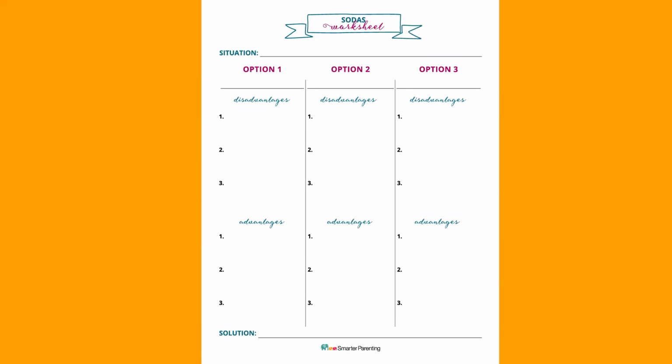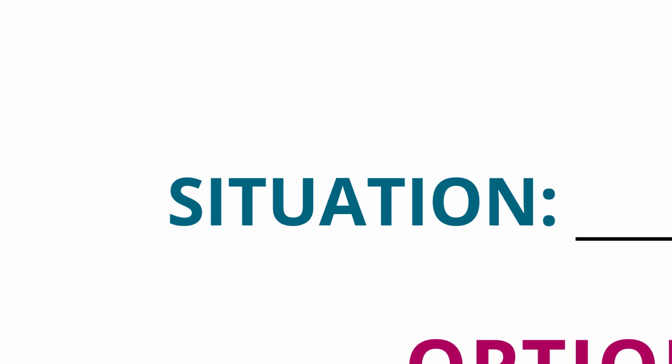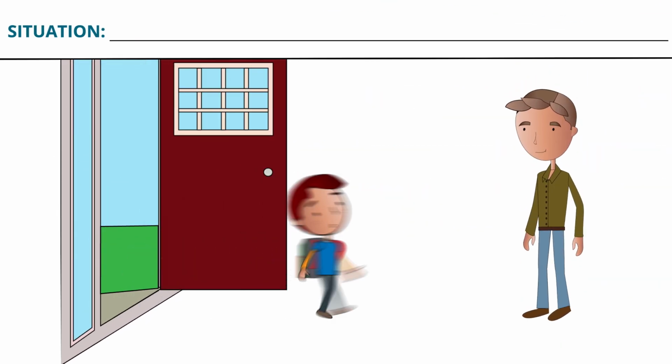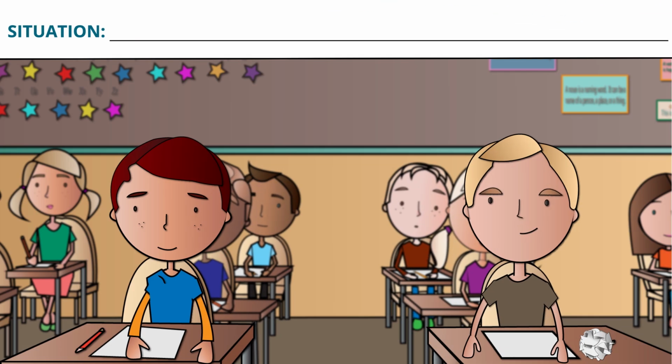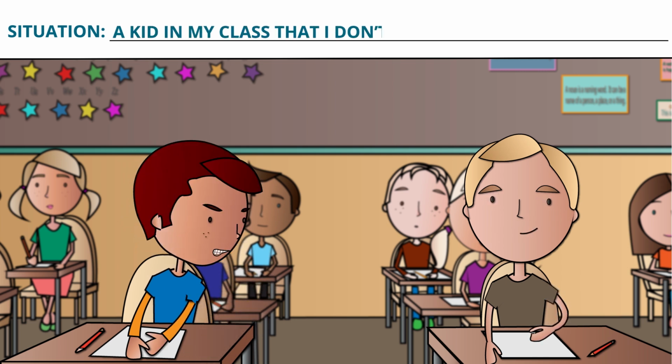First, the situation. In order to resolve an issue, you have to identify the situation. It's important to describe the situation in detail. Be as specific as you can. For example, let's imagine your child came home and told you another kid in his class that he didn't like started to throw paper at him. You could write the situation like, I was in my English class with a kid that I don't like, and then he started to throw paper at me.